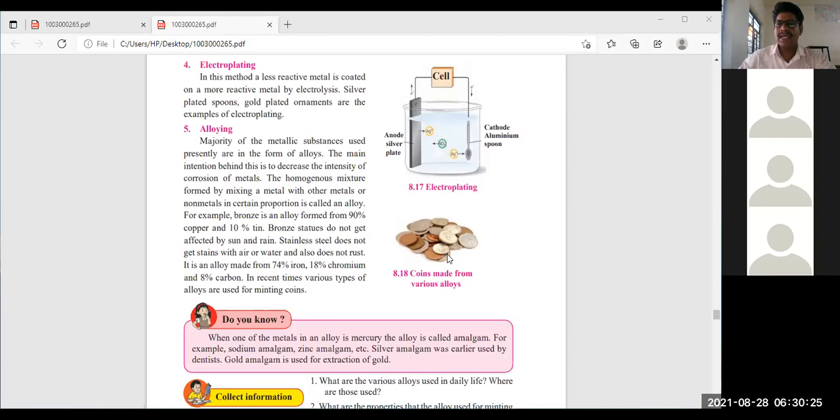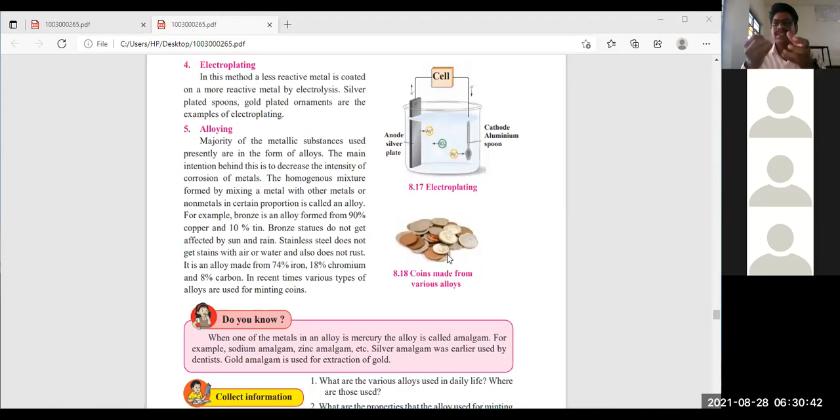And while performing this alloy process, they make a homogeneous mixture. Homogeneous mixture means they mix with each other and will not separate. Heterogeneous mixture means they will not mix, they will show their differentness.